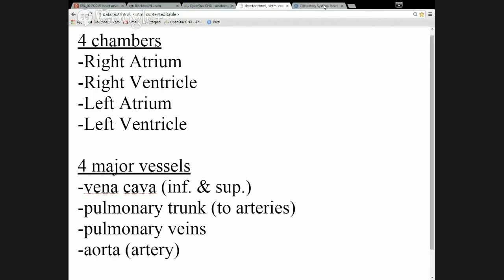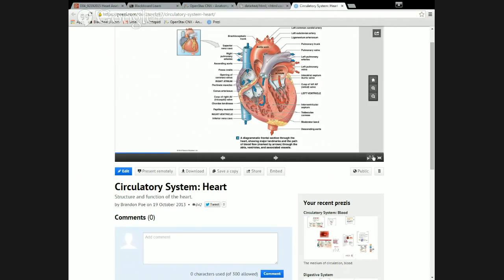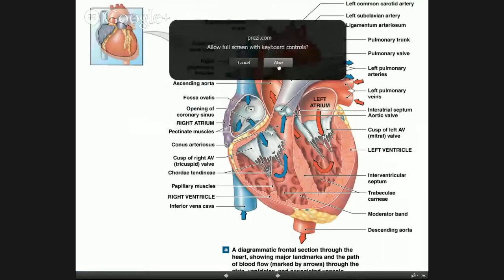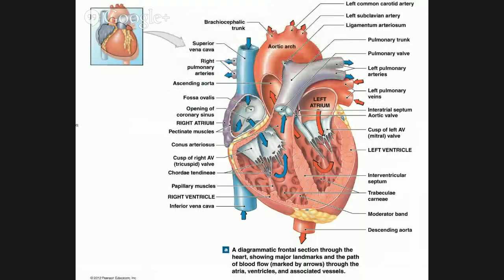So let me jump over to the picture real quick and point these things out. So again, the two upper chambers are the atria, the one on the right and the one on the left. And then the two lower are the ventricles, the one on the right and the one on the left. Blood from the lower body comes up through the inferior vena cava, and from the upper body through the superior vena cava, both of which drain into the right atrium.